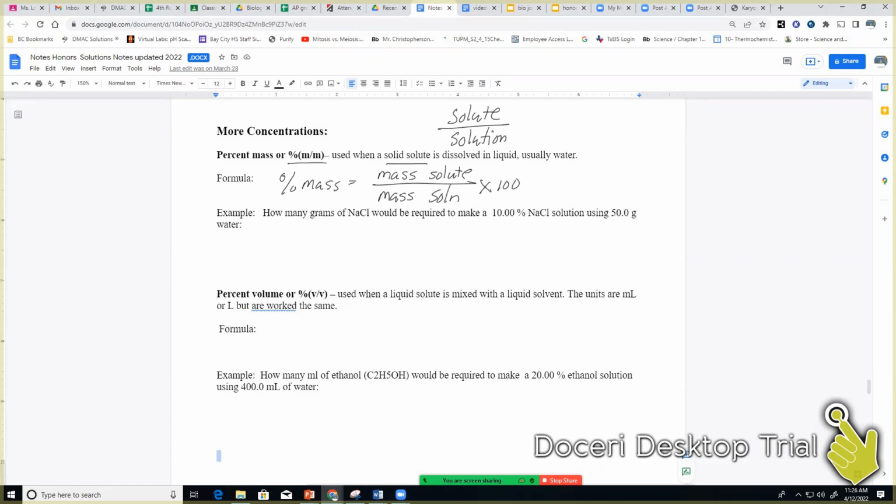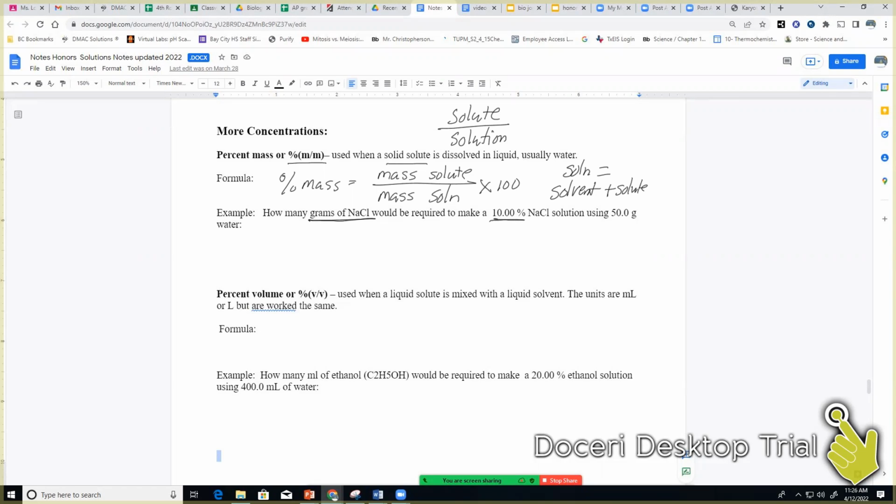It says, how many grams of sodium chloride would be required to make a 10% sodium chloride solution using 50 grams of water? So my solute is my sodium chloride. So that's what I'm trying to find. I already have the percent by mass, so I'm not going to just be filling in the formula. I'm going to have to do a little bit more work than that. So what I'm looking for now to go in it is my mass of my solution. And the solution is made up of the solvent plus the solute.